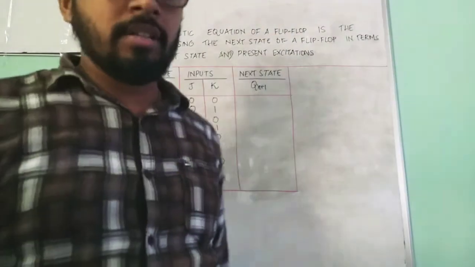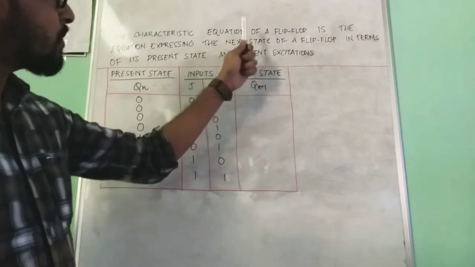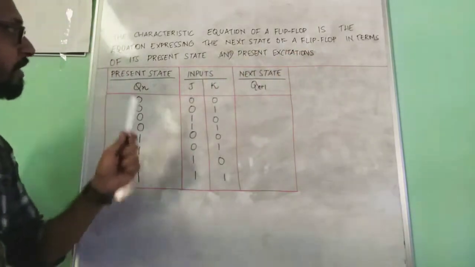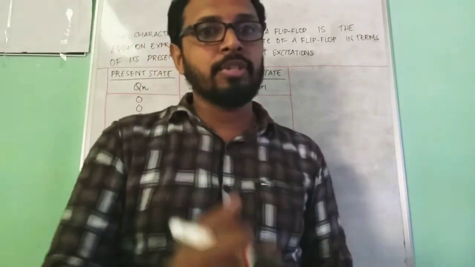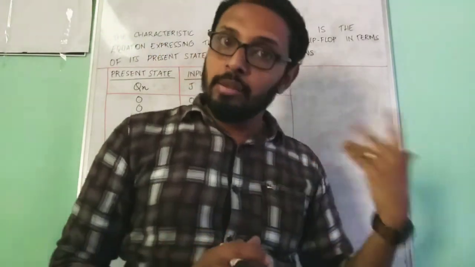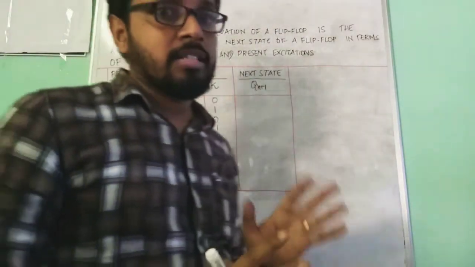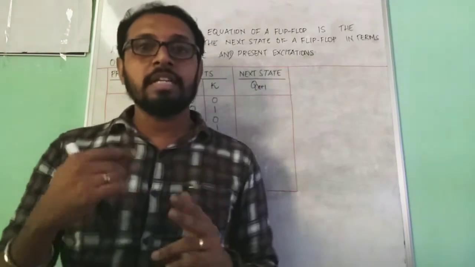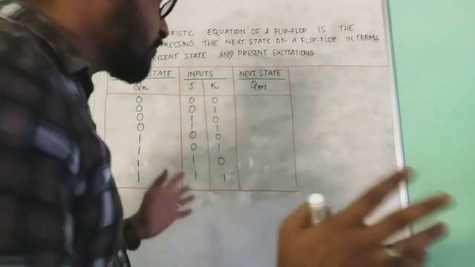Next, we are going to find the characteristic equation. The characteristic equation of a flip-flop is the equation expressing the next state. That is, we are going to find an expression for the next state based on the JK inputs and the present state. This is the case of JK. Similarly, we can find it for SR, T, D. Only those four cases in total.